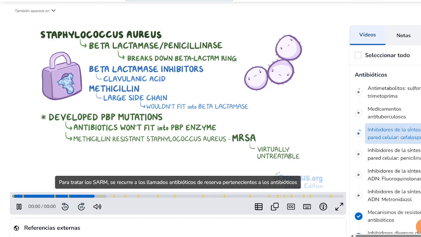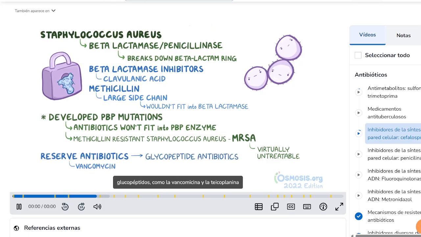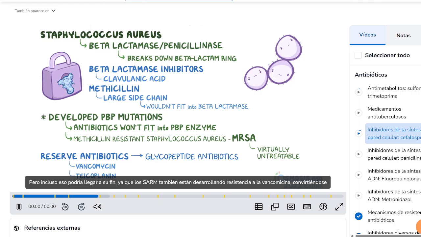To treat MRSA, we resort to so-called reserve antibiotics belonging to the glycopeptide antibiotics, like vancomycin and teicoplanin. But even that might come to an end, as MRSA is also developing vancomycin resistance, becoming VRSA.